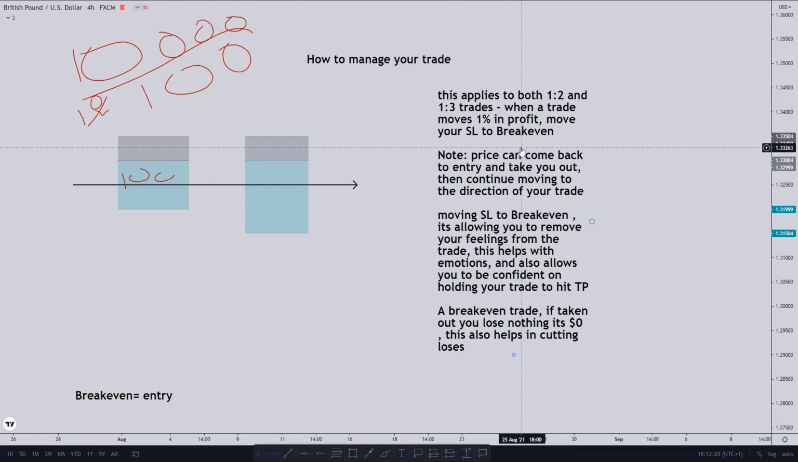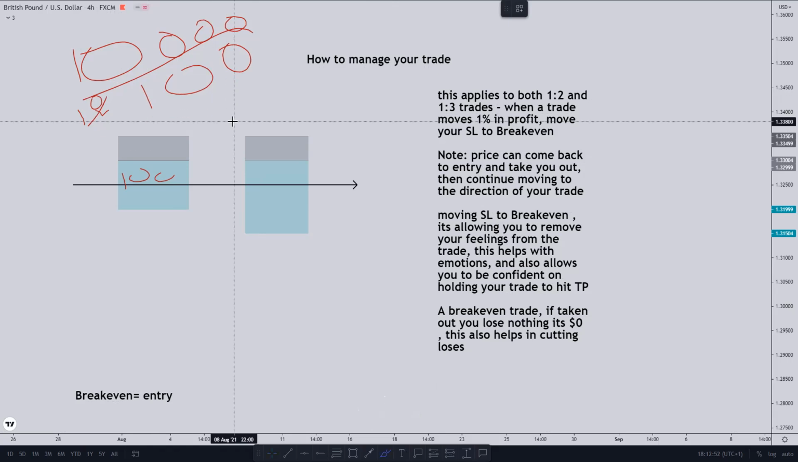Note that price can come back to entry and take you out, then continue moving in the direction of your trade. Moving your stop loss to break even allows you to remove your feelings from the trade. This helps with emotions and also allows you to be confident on holding your trade to hit TP. A break even trade, if taken out, you lose nothing. It's a zero, right? This also helps in cutting your losses, right? So now let me just quickly show you how you can do that.